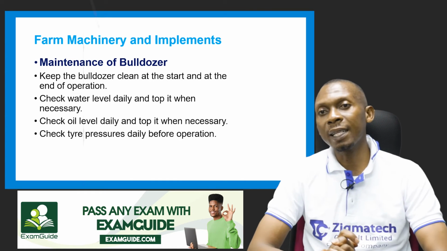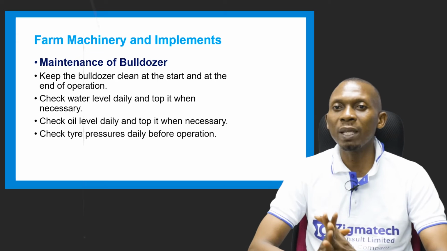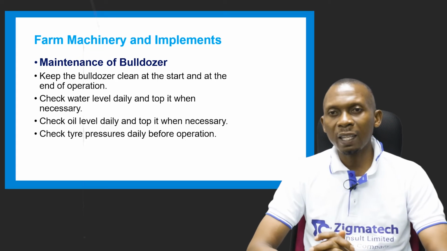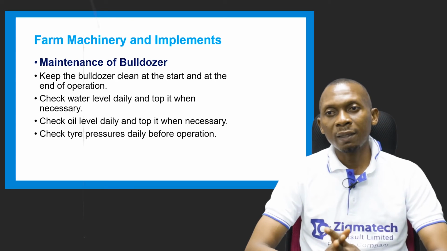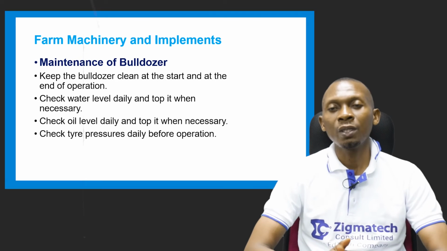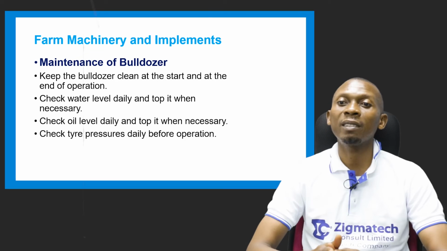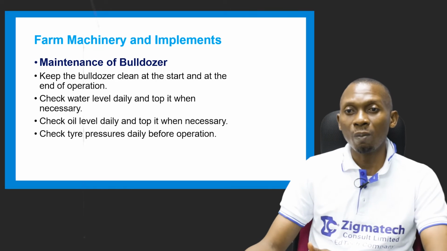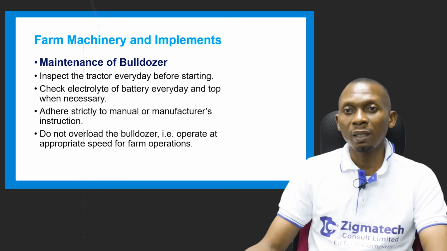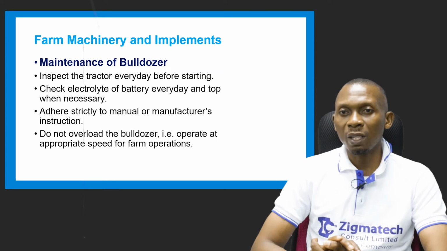Let's look at the maintenance of the bulldozer. How do we maintain our bulldozer to keep it working effectively and efficiently? At the start and at the end of the operation, you should ensure that it is kept clean. You should also check the water levels, check the oil levels daily, and check the tire pressures before operating the bulldozer. You should also inspect it every day before you start making use of it.